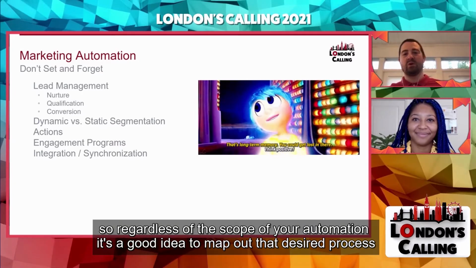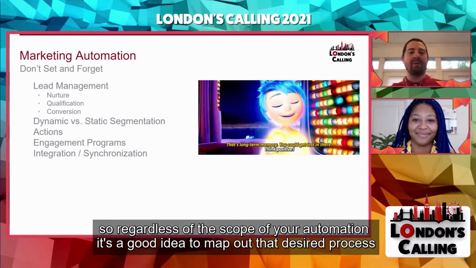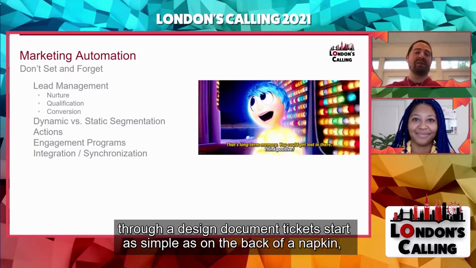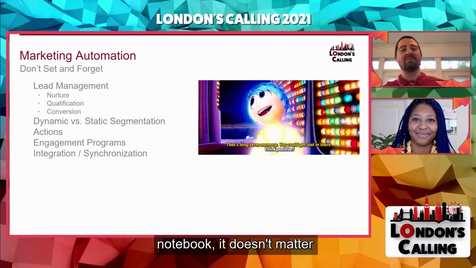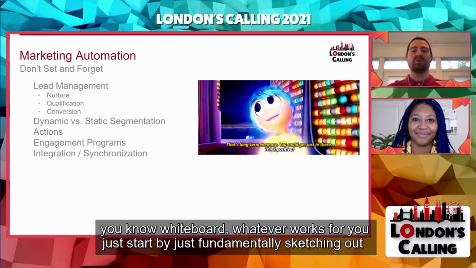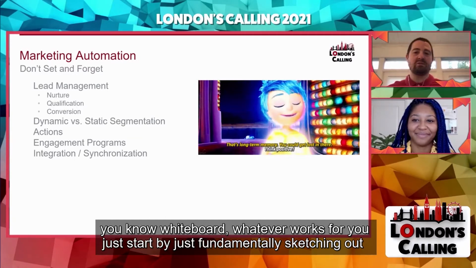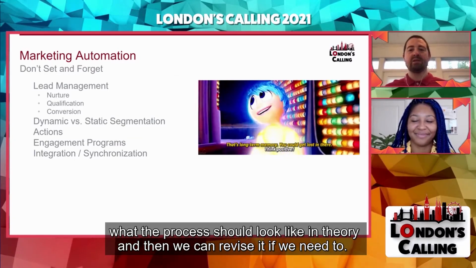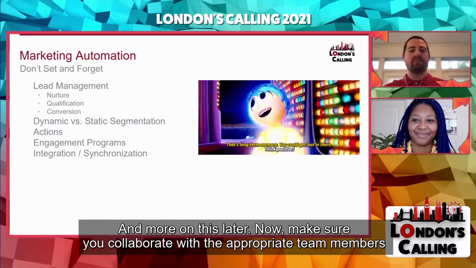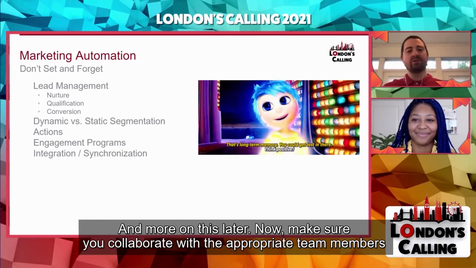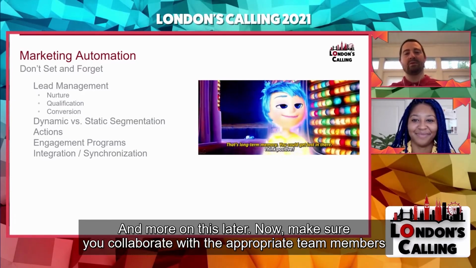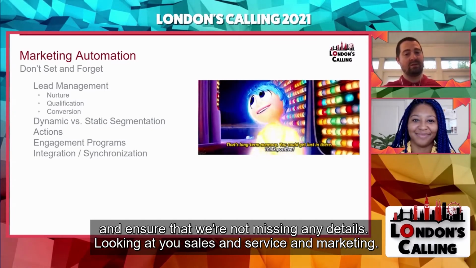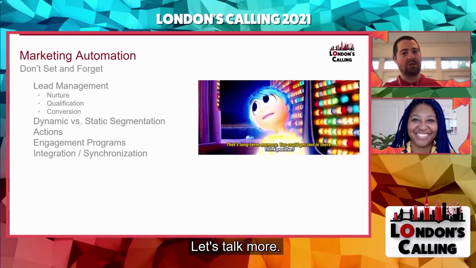So regardless of the scope of your automation, it's a good idea to map out that desired process through a design document. It can start as simple as on the back of a napkin, notebook, doesn't matter, whiteboard, whatever works for you. Just start by fundamentally sketching out what the process should look like in theory. And then we can revise it if we need to. And more on this later. Now, make sure you collaborate with the appropriate team members and ensure that we're not missing any details. Looking at you, sales and service and marketing, let's talk more.